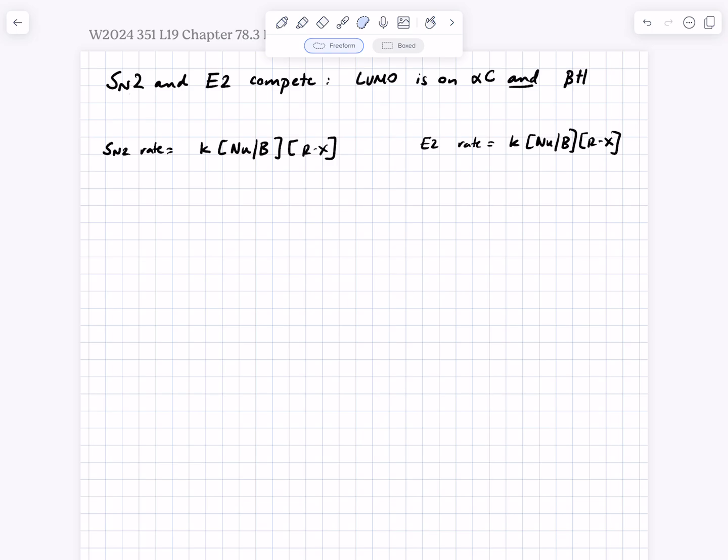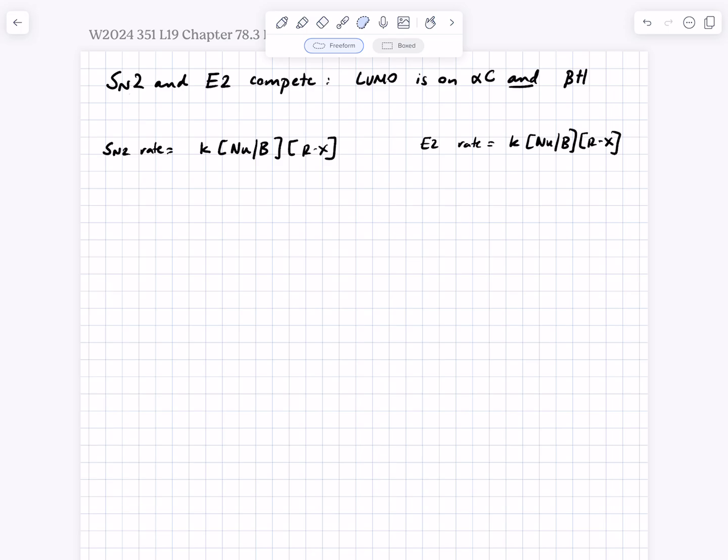For our purposes, a nucleophile is a Lewis base. A base is a Bronsted base that removes a proton. A Bronsted base that removes a proton is a nucleophile, is a Lewis base. So we're going to use those two terms in a related way. Understand, though, that for our purposes, a nucleophile is going to attack carbon. A base is going to attack a proton.